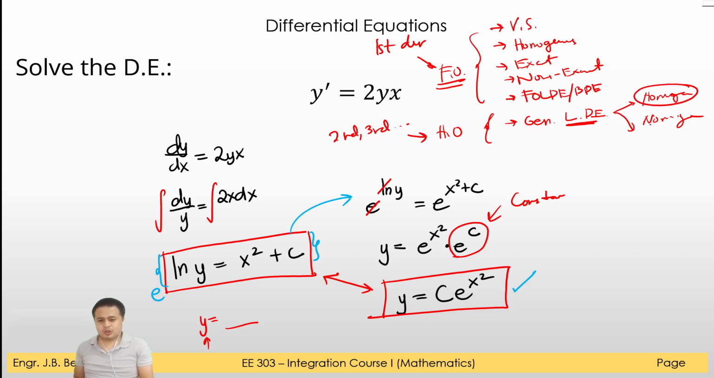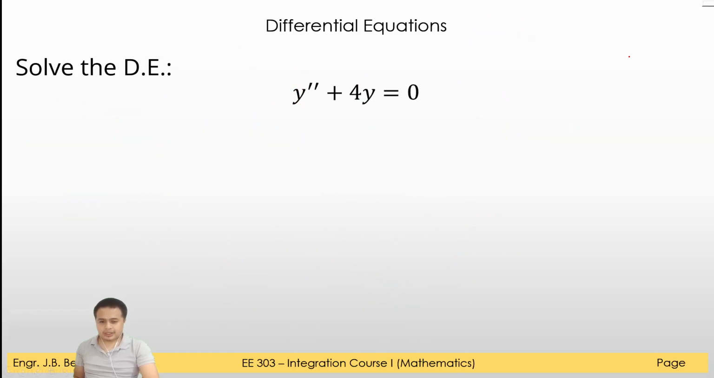I won't cover non-homogeneous, although you have to do this as your homework. You have to solve non-homogeneous differential equations. But for homogeneous, this is pretty easy to solve. So if you have something like this, y double prime plus 4y. Since this is a second order differential equation, and we know that this is linear, and it only has constant coefficients. Another constraint that we should take note of, constant coefficients.